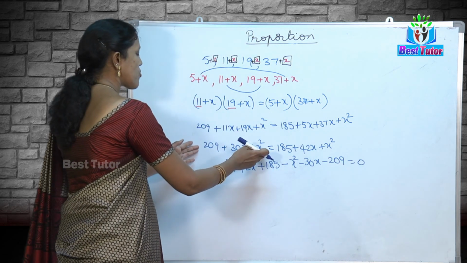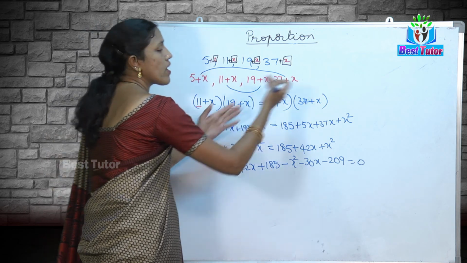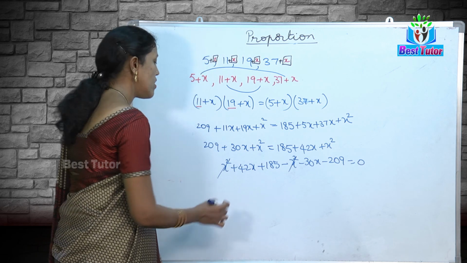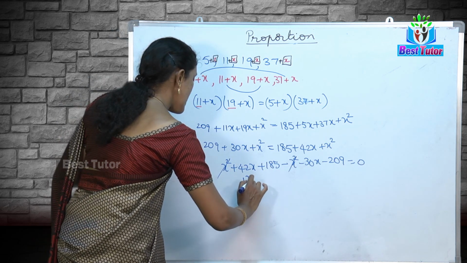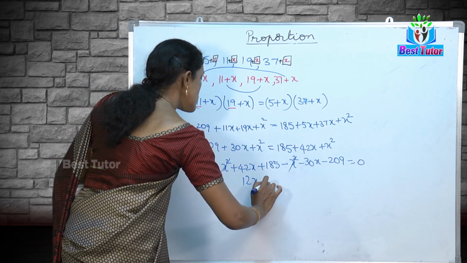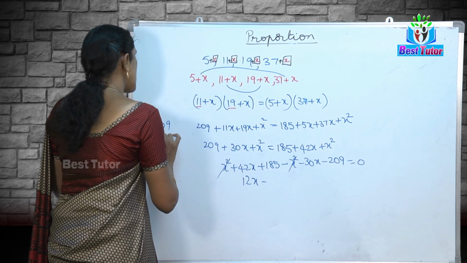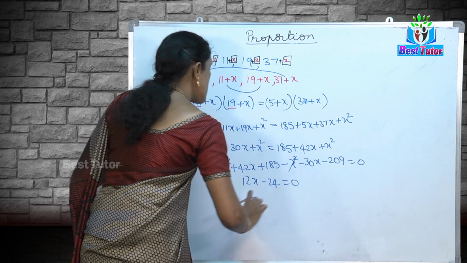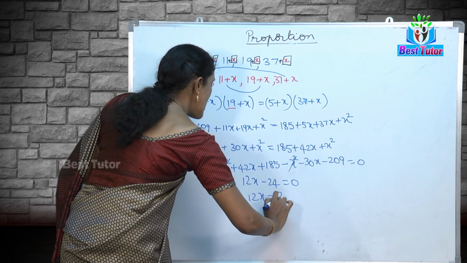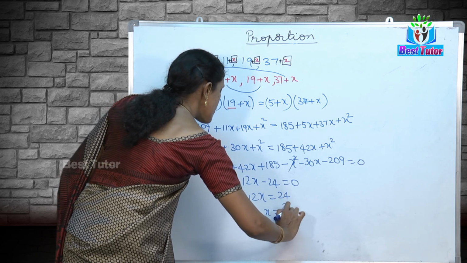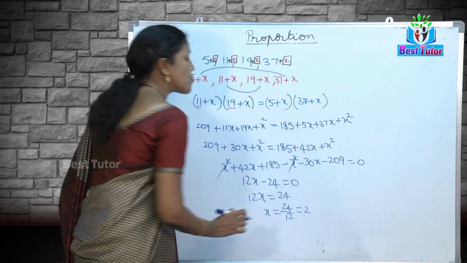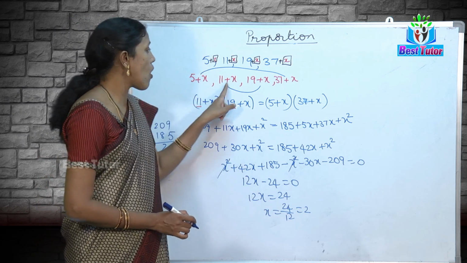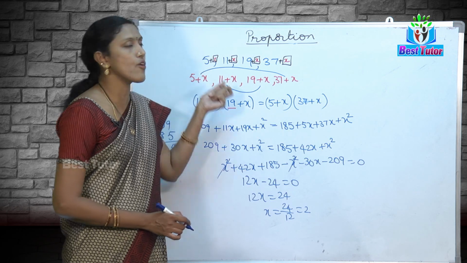If you observe, I have transposed all the terms which were on the left hand side to the other side of the equation. Right? We get x square minus x square, which gets cancelled. 42x minus 30x is 12x. 185 minus 209, let us not be overconfident, it's going to be minus 24. Nothing wrong in checking. 12x is equal to 24, x is equal to 24 by 12, which is equal to 2. So 2 is a number which is to be added to all the 4 numbers, so that the results are going to be in proportion.